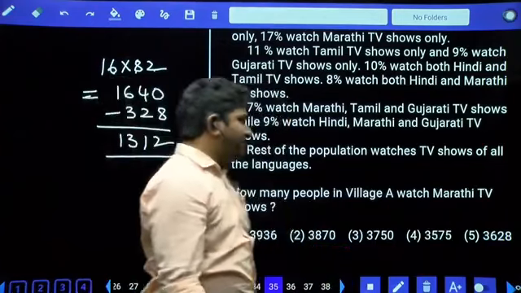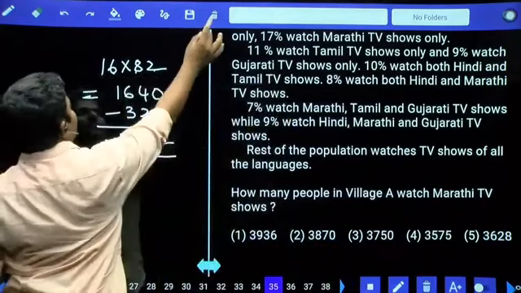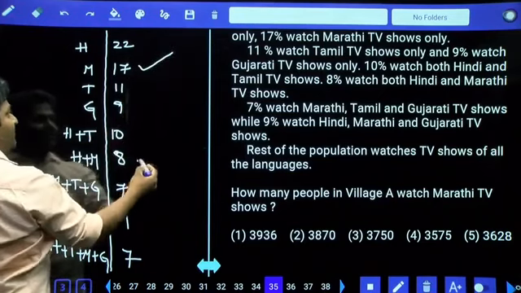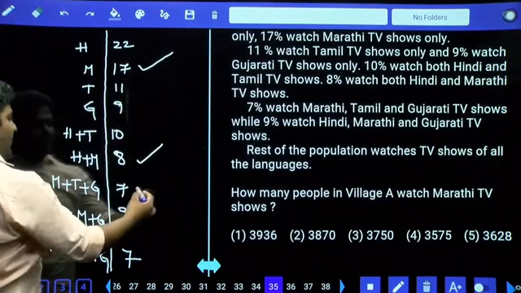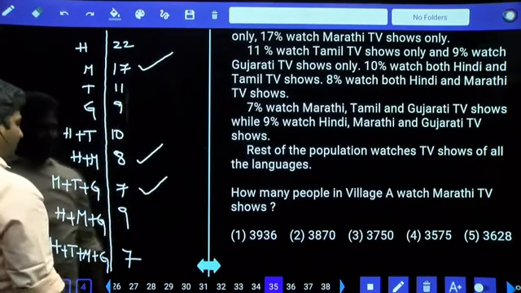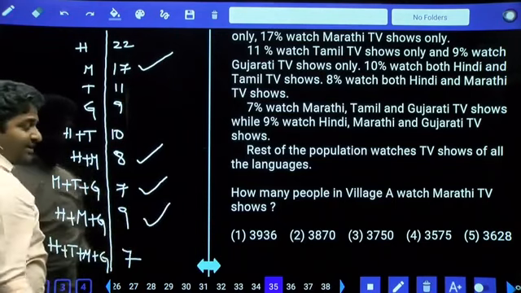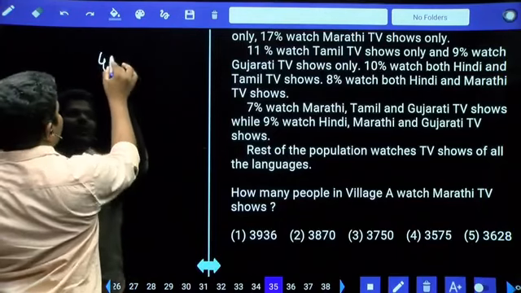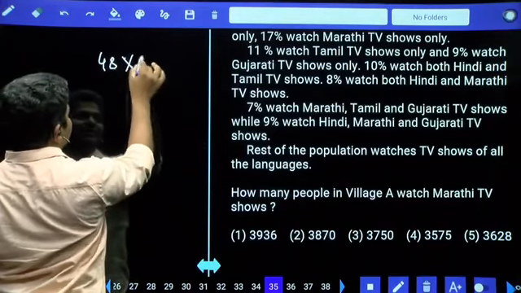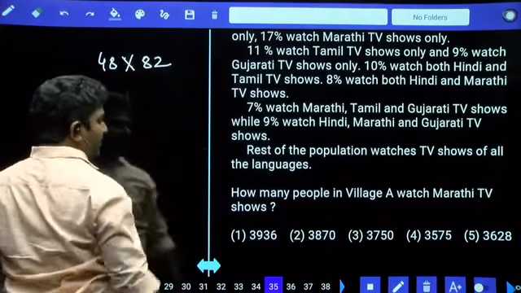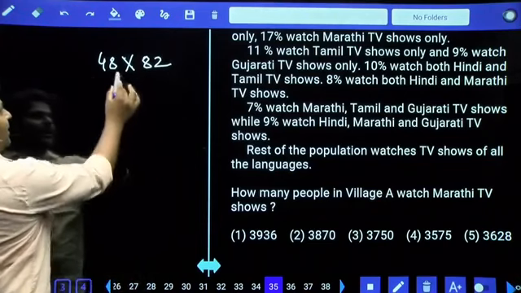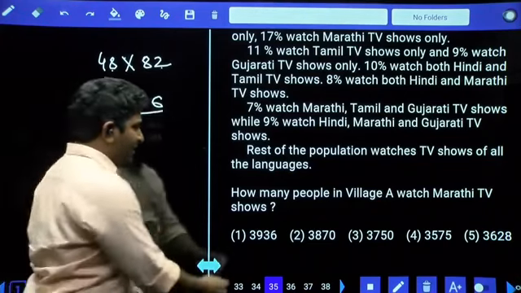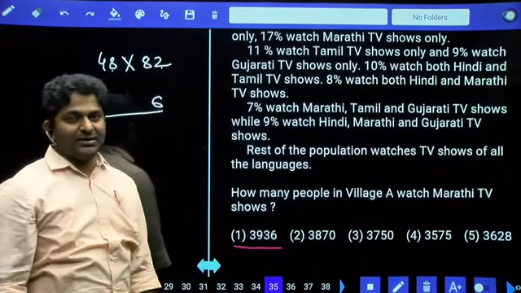How many people in village A watch Marathi TV shows? Wherever we have Marathi, we should consider that. 17 plus 8, 25. 25 plus 7, 32. 32 plus 9, 41 and 48. So we have to calculate 48 percent, that is 48 into 82. So here 8 into 2, answer should end with 6. How many options are there? There is only one option. This is our final answer.